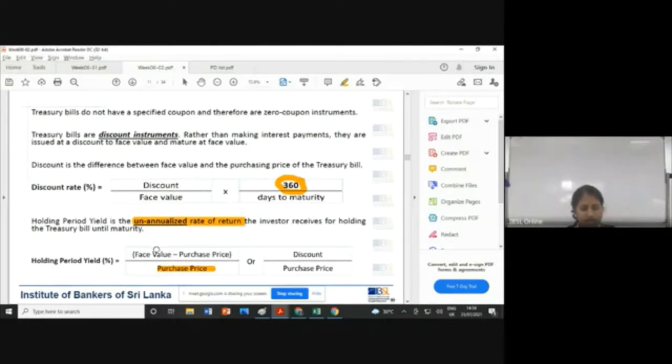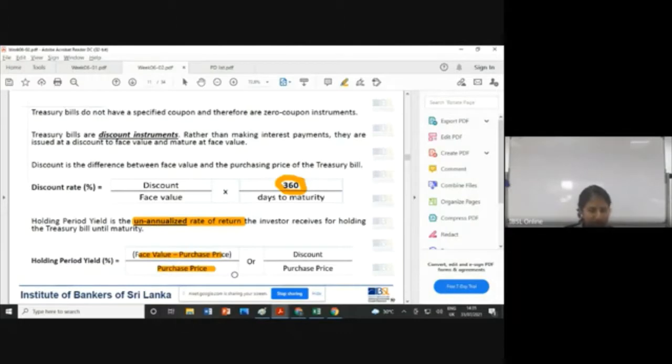I need to know my discount, which is my return. Discount as an amount is my return. That return divided by the purchase price is going to give me my holding period yield. If I held for 3 months, for those 3 months, what's the discount in amount I have got? What's the price I invested? That's going to give you the holding period yield.